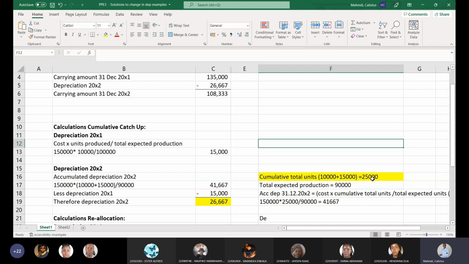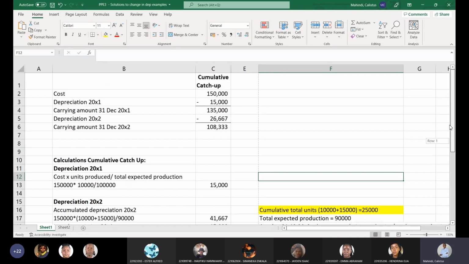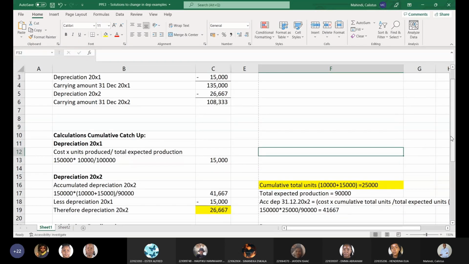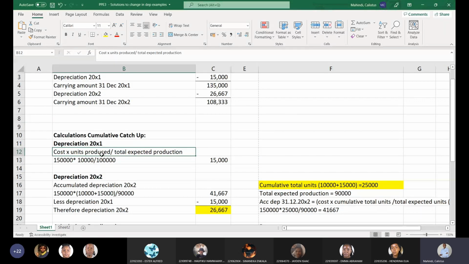Now we use the same formula that we used previously, whereby we start with the original cost, multiplied by the units produced divided by the total expected production. I'll highlight the formula in orange. We use that same formula, okay? So the original cost price was 150,000. Now, since we're using the cumulative catch-up method, we need to take the cumulative units produced, which were 25,000 units, okay?